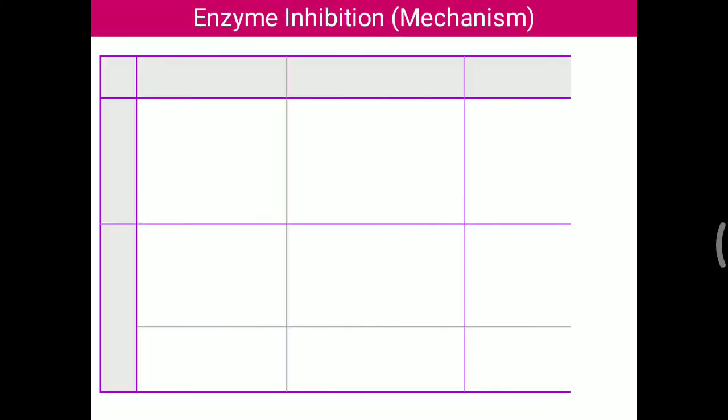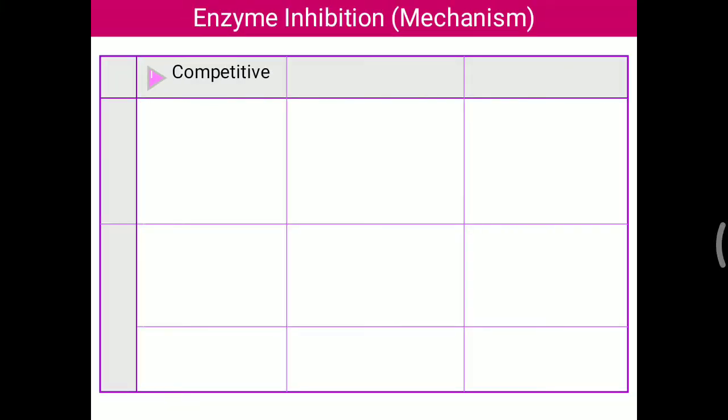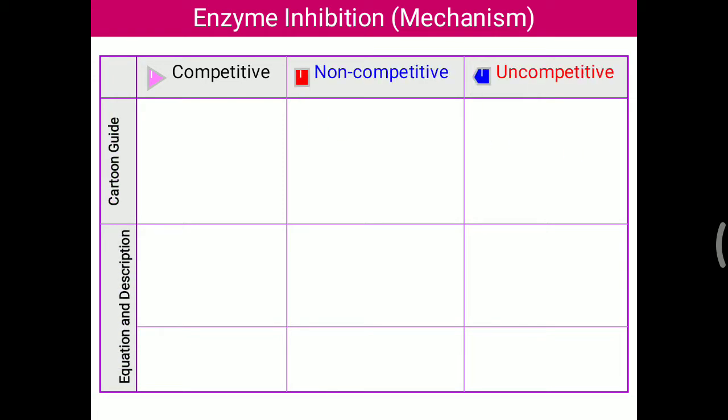Today we will discuss enzyme inhibition and the basic mechanism of enzyme inhibition. The most important types of enzyme inhibition are competitive, non-competitive and uncompetitive inhibition. We will understand these three in detail with the help of equations and descriptions. So basically, what is competitive inhibition?